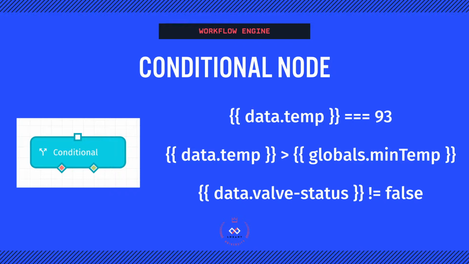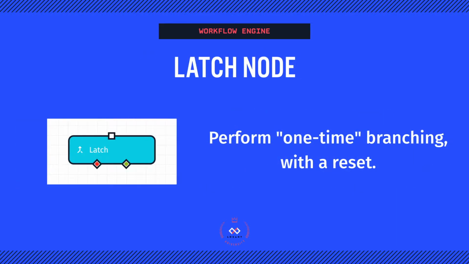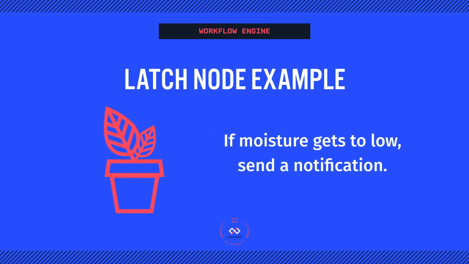However, the conditional node is not the only type of branching node. There is the latch node. This node is a very handy conditional-like node. So let's say you are monitoring plants and reading data from a moisture sensor once a minute. Then, every minute, you want to check if your moisture level is below a certain threshold. If it's below this threshold, you want a notification letting you know that this plant needs to be watered.